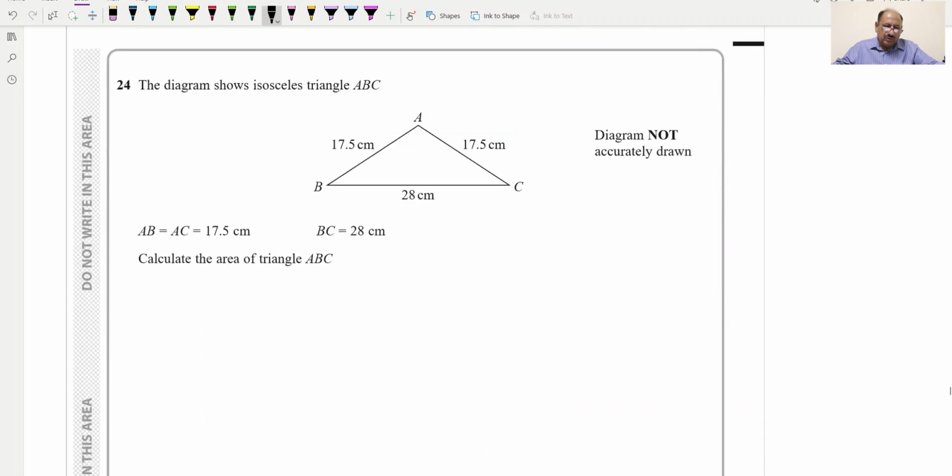Now question number 24, and 24 says the diagram shows isosceles triangle ABC. Diagram is not accurately drawn. AB, AC is equal to 17.5 and BC is equal to 28. Calculate the area of the triangle.